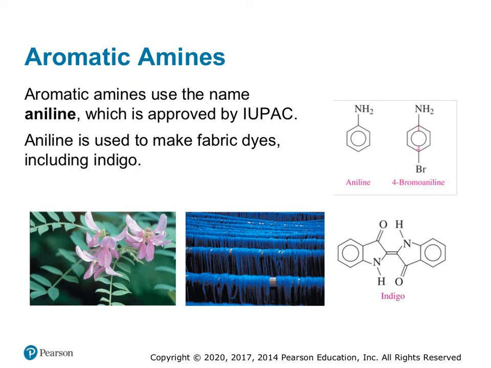Aromatic amines use the name aniline, which is approved, which is an IUPAC name, not a common name. So aniline is the name for an aromatic group attached to the nitrogen. Aniline is used to make fabric dyes, including indigo, which we use to dye blue jeans. This is the structure of indigo, but we can see here's the amine group. There's actually two of them in this structure.